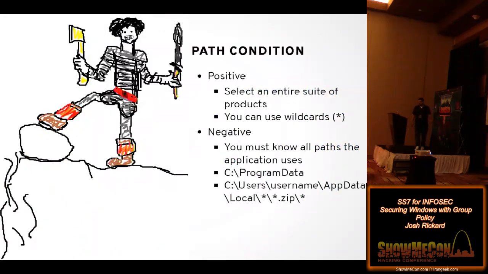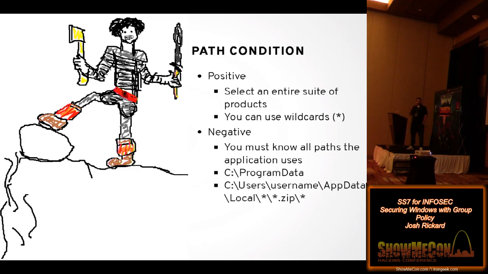Path condition. This is actually pretty cool. A lot of people use this. You can select an entire suite of products, like Microsoft, whatever folder you want. Depending on what application and what paths are there, if it's Program Files or somewhere in Windows System, then you can restrict it pretty easily and control what paths people have access to.